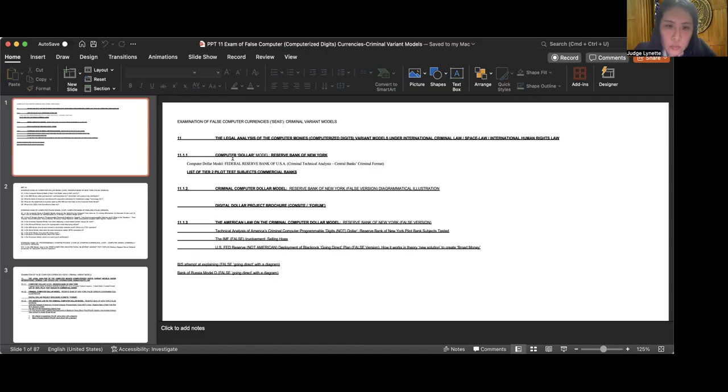So there is the computer dollar model, and I'll explain how it works by comparing it across other criminal variant models. For example, the Computer Virtual Bank of Russia. It is not the Bank of Russia. It is only a virtual computer bank of Russia. And I will list the names of the Tier 2 pilot test subjects, which are some of the commercial banks in New York. And then under the next point, criminal computer dollar model, we'll just look at some diagrams.